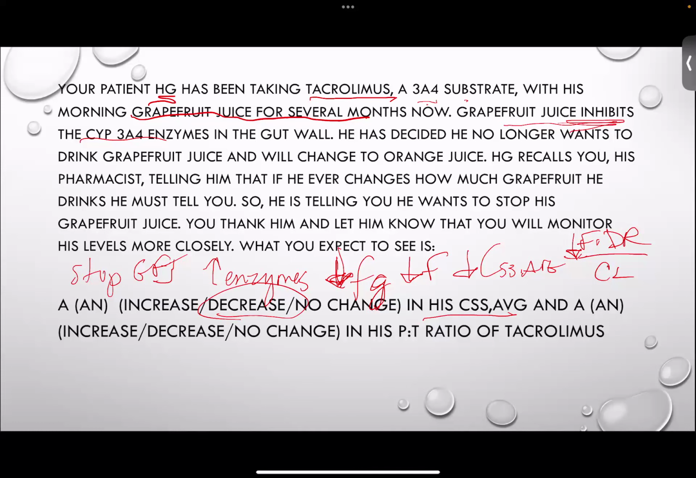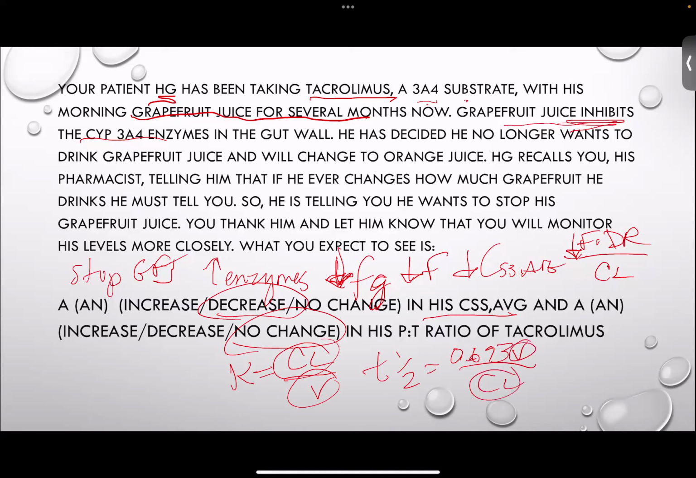And what's going to happen to his peak to trough ratio? Well, no change, because peak to trough ratio is dependent upon K, which is really dependent upon clearance and volume, or half-life. You want to think of it that way. And as far as we know, those haven't changed. Okay. So the answer is decrease and no change.